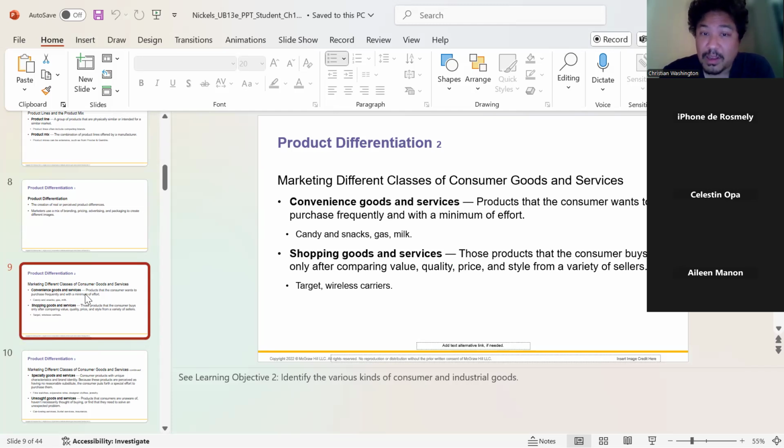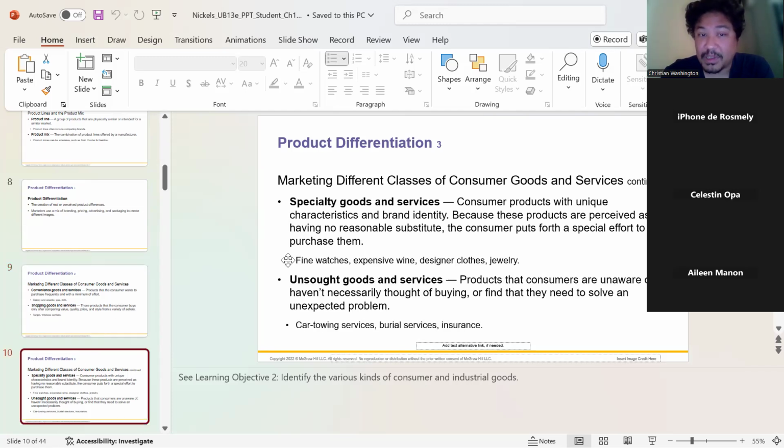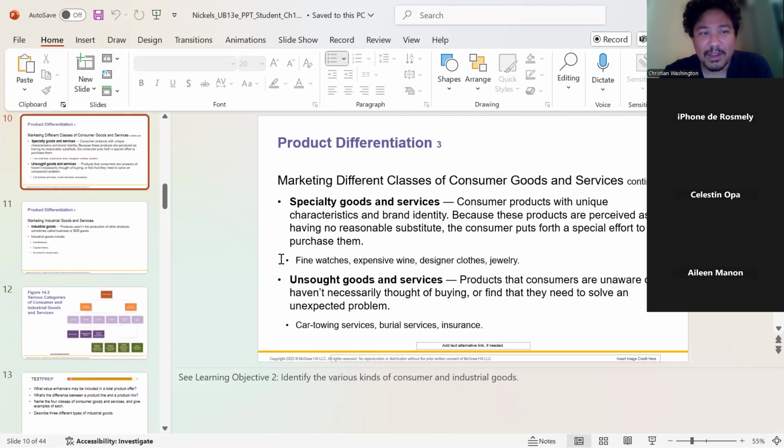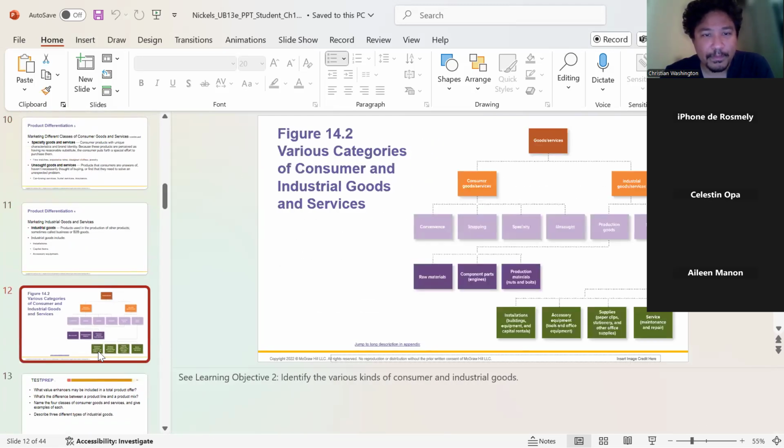So, different product classes: convenience goods and services, shopping goods and services. They give examples here. Specialty goods like fine watches, unsought goods like insurance. No one wants life insurance. No one wants homeowners insurance, but you need it, right? Because if your house burns down, or you die, your family's screwed. So you need those things, right? Burial services. No one's looking forward to getting buried, so those are considered unsought services.